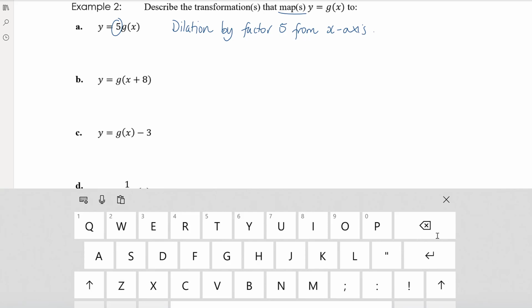Describe the transformation or transformations that map y equals g of x to y equals g of x plus 8. So that plus 8 is inside the function. That's left or right, okay? We have to use the correct words again, so translation, 8 units to the left with plus 8.